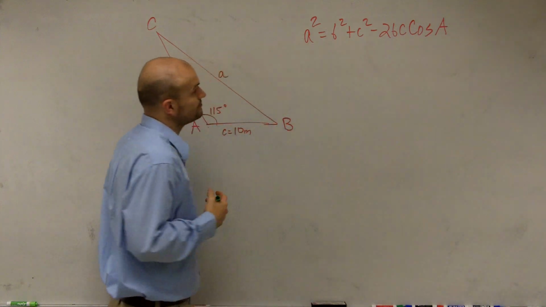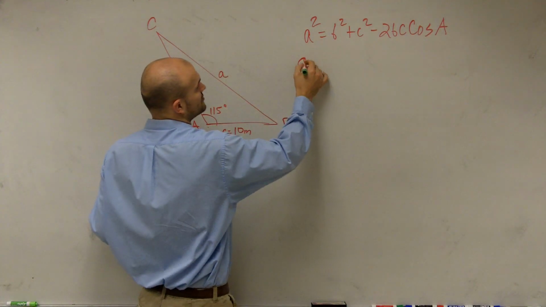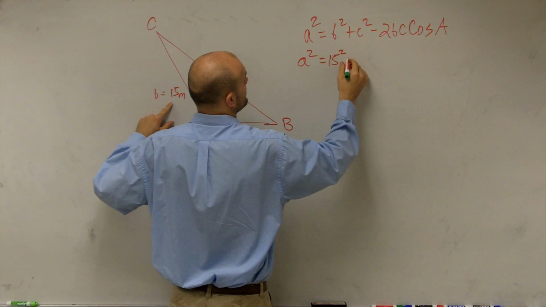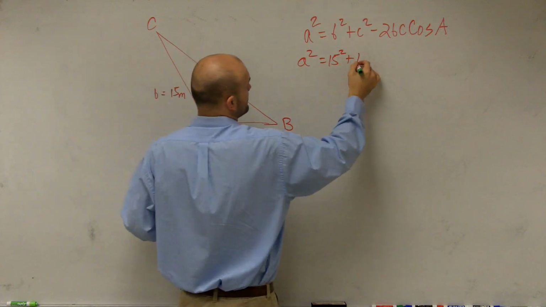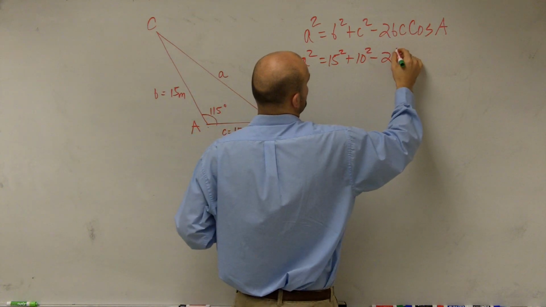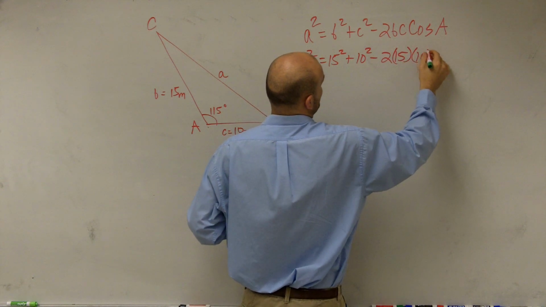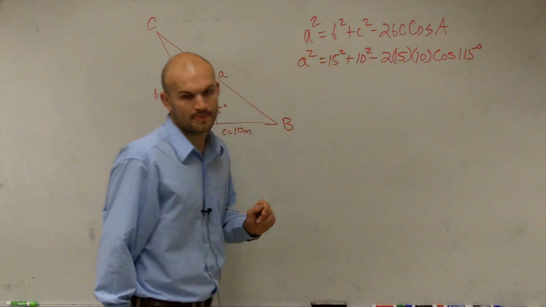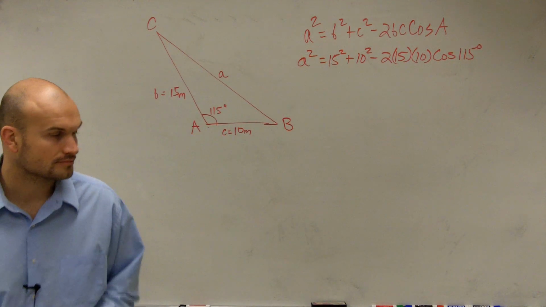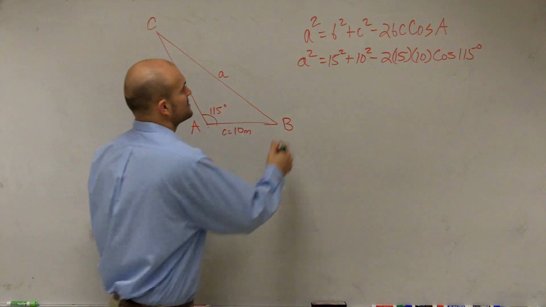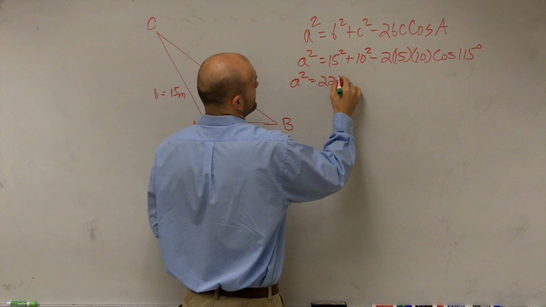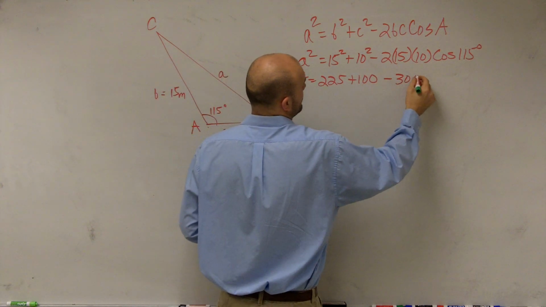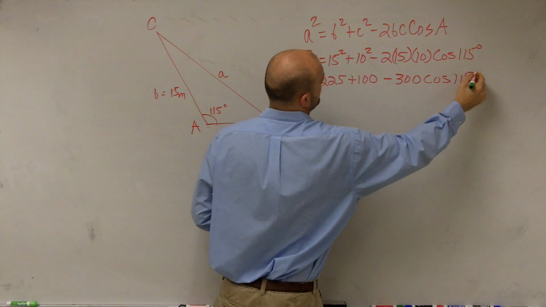So now to do this, I'm just going to plug in what I have. I'm trying to evaluate for a squared. b squared, though, is going to be 15 squared plus c squared, which would be 10 squared, minus 2 times 15 times 10 times the cosine of 115 degrees. OK, so we have a squared equals 225 plus 100, and then minus 300 times the cosine of 115.